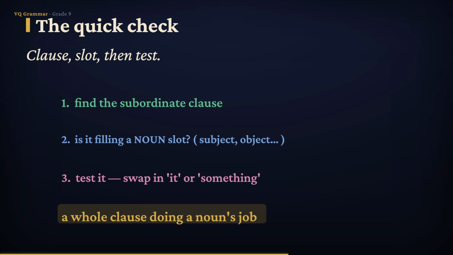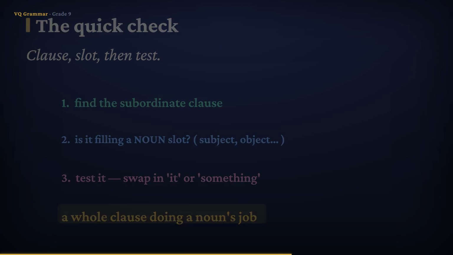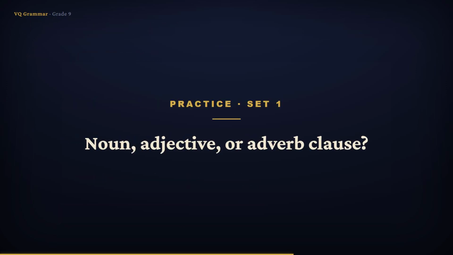A whole clause doing the job of one noun. Let's practice. In this first set, each sentence has a subordinate clause, and your job is to name its type. Is it a noun clause, an adjective clause, or an adverb clause? Remember, a noun clause fills a noun slot, while the others modify. Pause the video and try each before I reveal the answer.